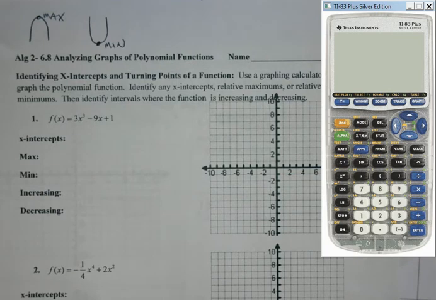And then we've done the whole increasing and decreasing thing before, but we're going to play with it again here. So there's a few button presses in the calculator that are going to help us out a bit.